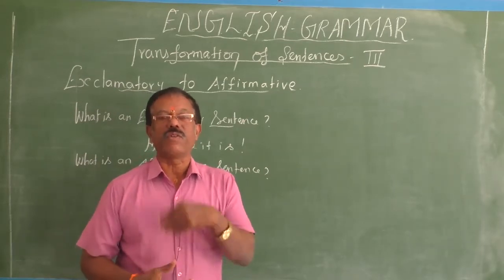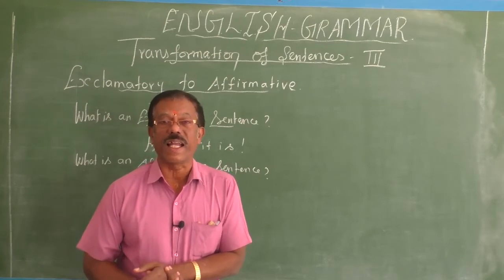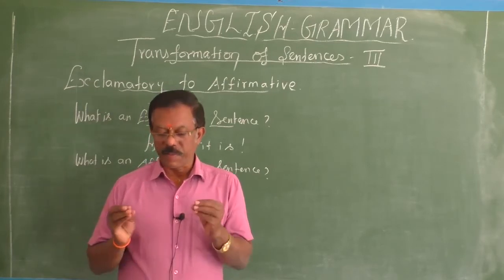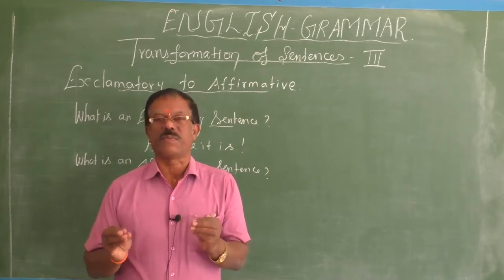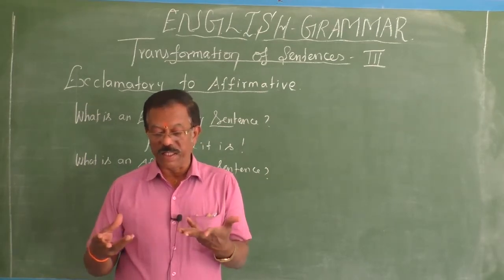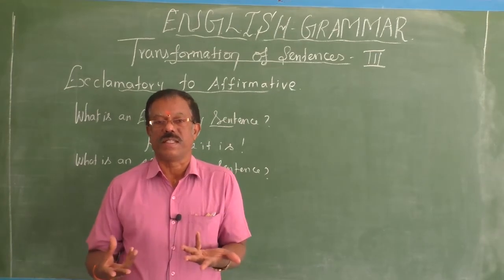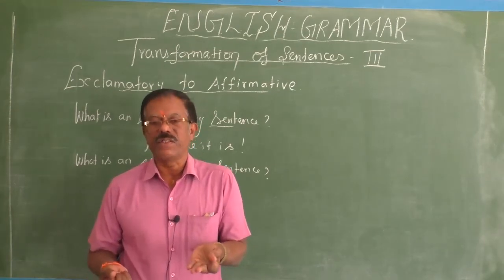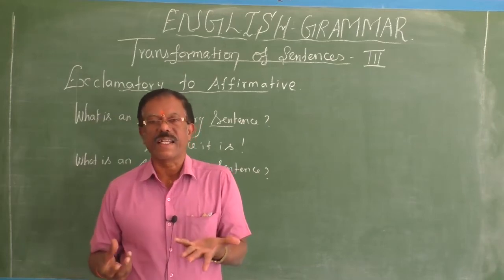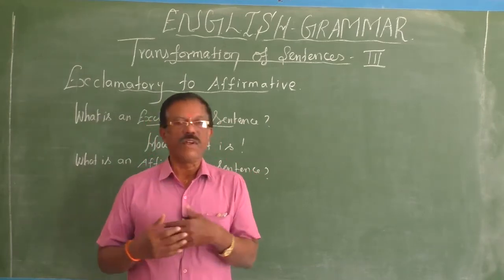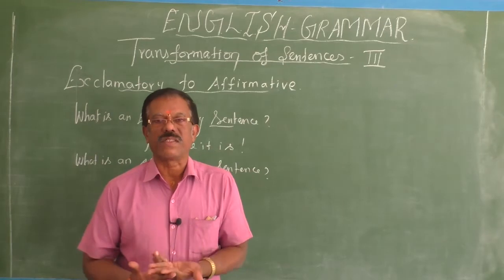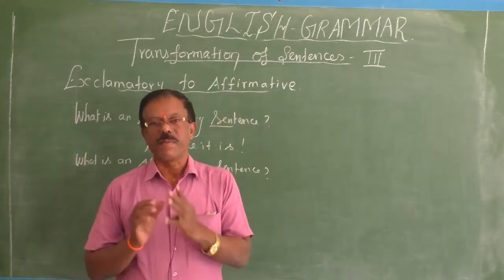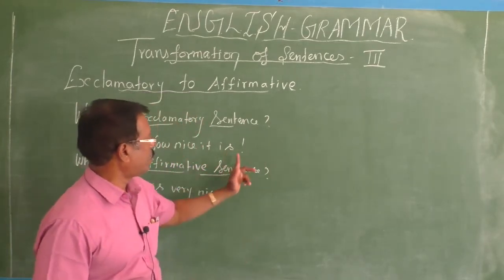Before that, I would like to ask you a question. What is an exclamatory sentence? I hope all of you know. An exclamatory sentence is used to express strong feeling or emotions like love, hate, excitement, joy, sadness and frustration. So when you get excited, what you express in the form of a sentence is called an exclamatory sentence. Exclamatory sentences end with an exclamation mark.